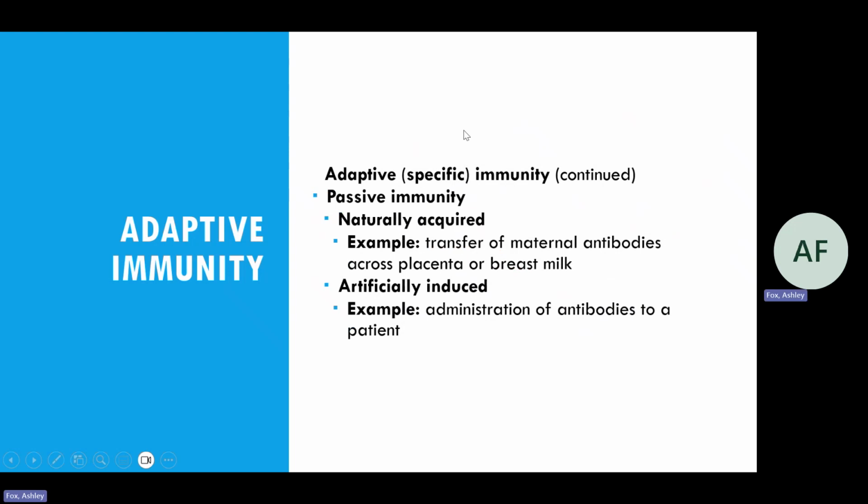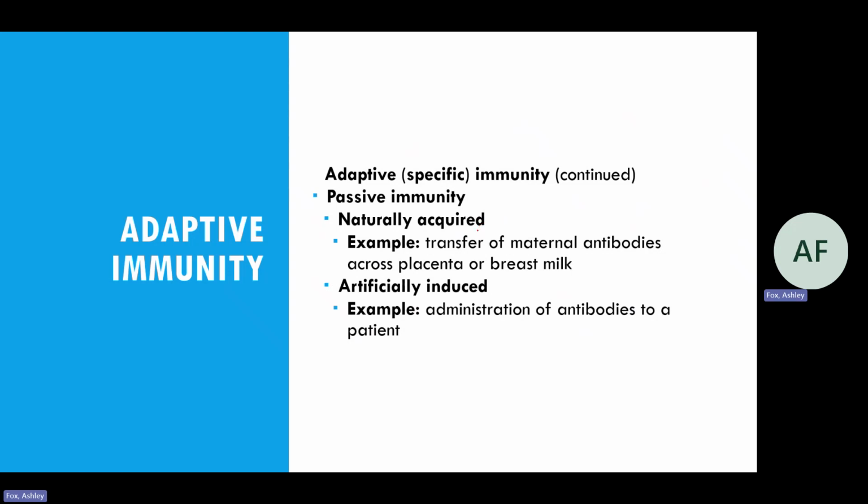Passive immunity. So now we're looking at things that are passive, where we're skipping the activation of the B cells. So we're skipping the activation of your immune system, skipping the memory part of it. With passive immunity, you're going to have immunity for a certain amount of time, but it's not as long as the active immunity, where you actually produce memory cells.